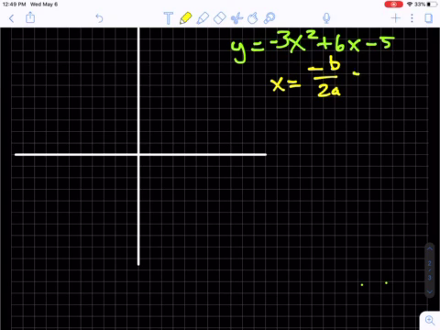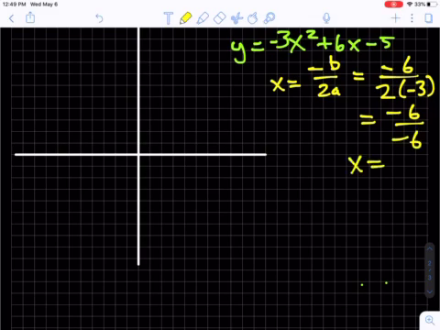So my axis of symmetry is x equals negative b over 2a. So let's put in our numbers. So negative b would be negative 6, and then 2, and then a is negative 3. Well, that's going to give me negative 6 over negative 6. So my axis of symmetry, again, is x equals 1, which seems to be a thing for these, right? So my axis of symmetry would be basically this line right here.